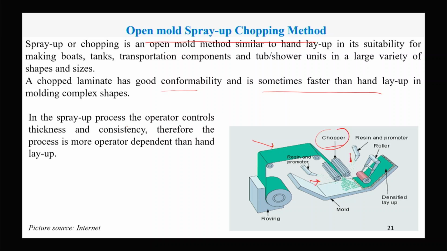In the spray up process, the operator controls the thickness and consistency. So if we have to increase the thickness, then we can make it slower. Okay, so that is a control. Therefore, the process is more operator dependent than the hand layup. So we can change the thickness also.